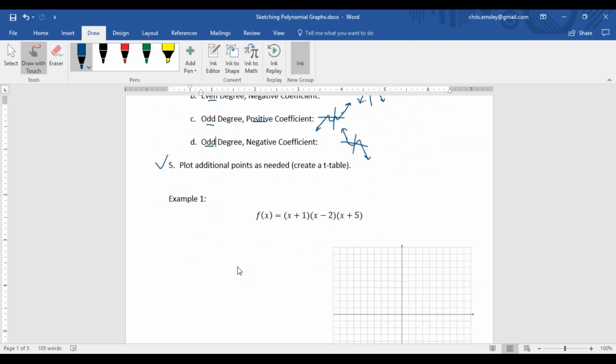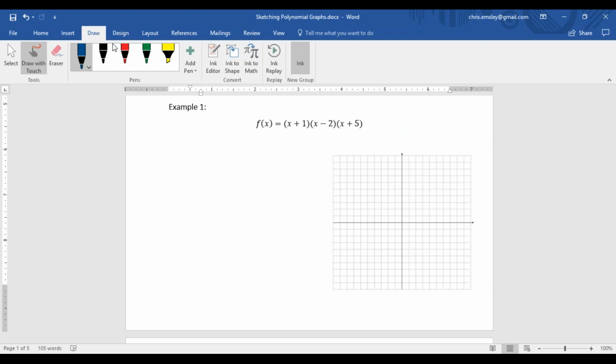Okay, so let's look at our first example. We're going to follow those 4 steps. Okay, so first up, find the x-intercept. Luckily, this function's already factored for us, so we can really just almost read off the x-intercept. But basically, we would set that polynomial equal to 0.